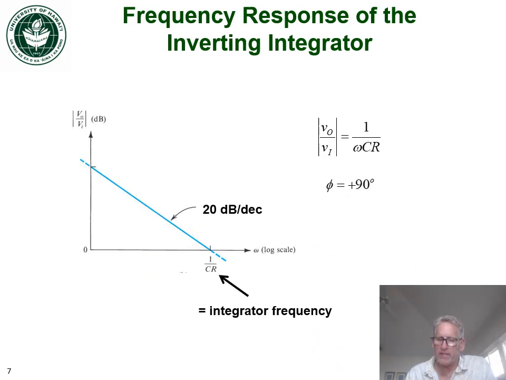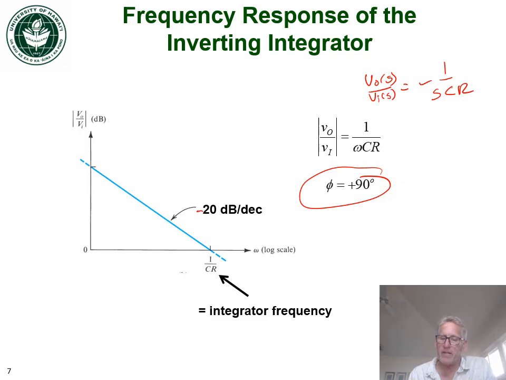Now if we look at the frequency response of this, keep in mind that Vout of S over Vin of S is equal to minus 1 over SCR. So the magnitude just goes as 1 over omega CR, going down at minus 20 dB per decade. And the phase, because it's minus 1 over J, the phase is plus 90 degrees. This is what's called the integrator frequency, 1 over CR. All right, so that's basically how the integrator works.